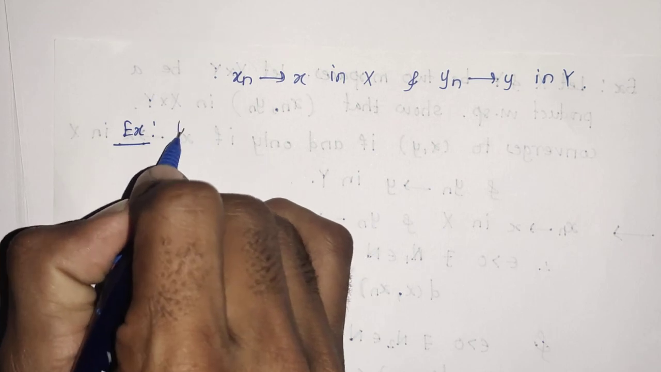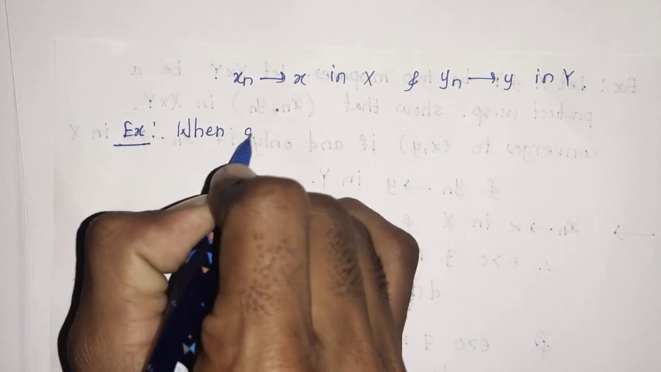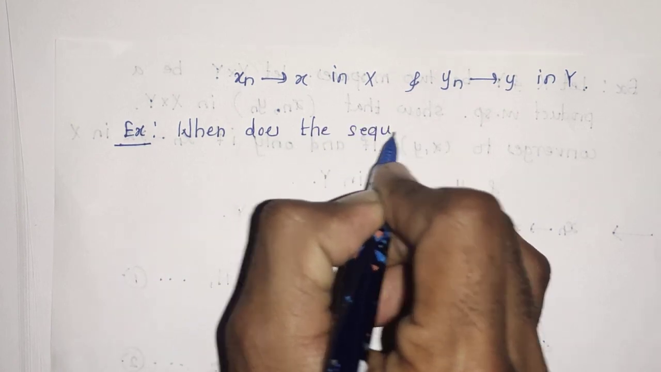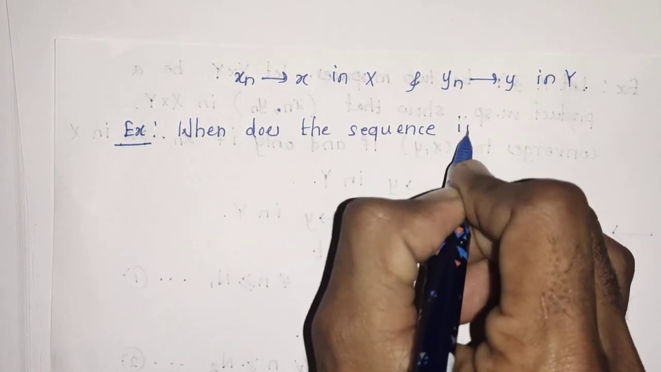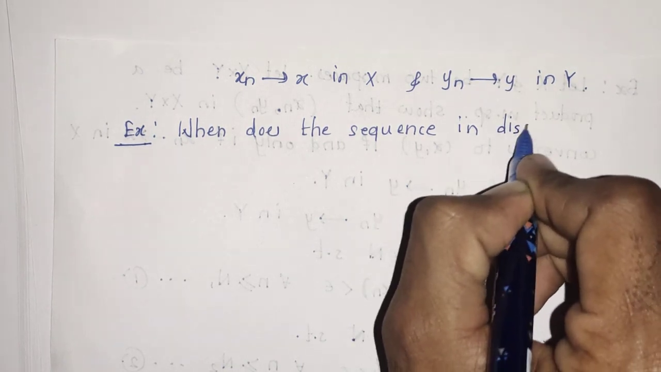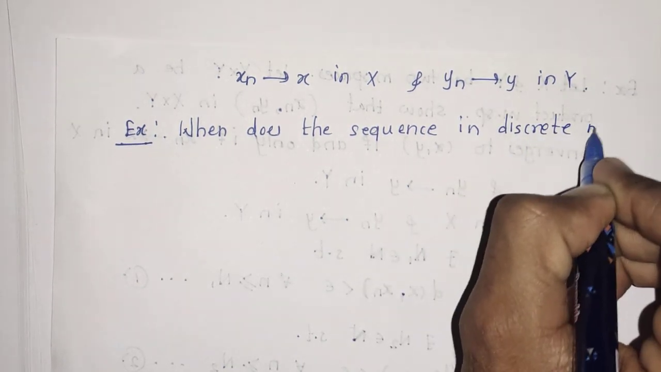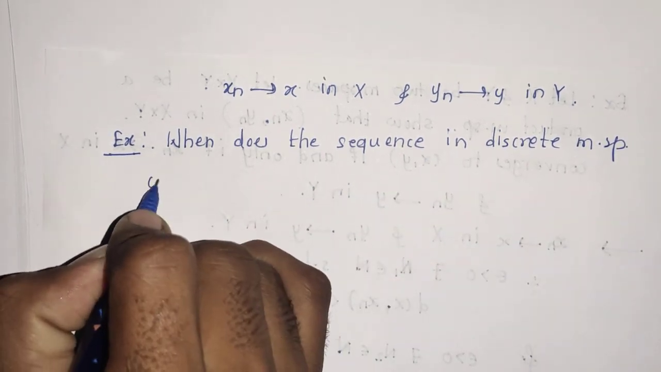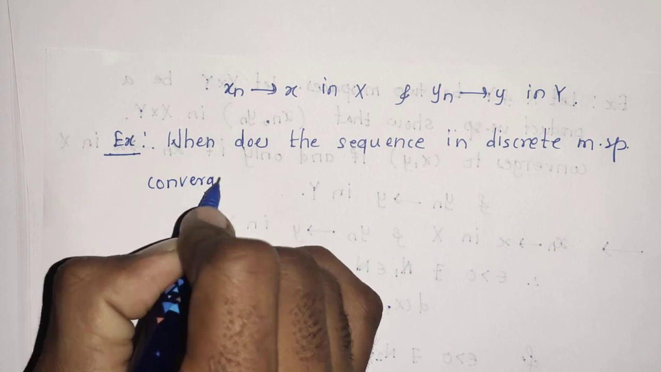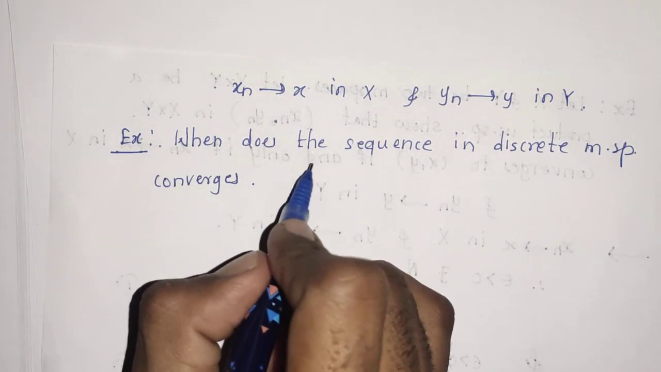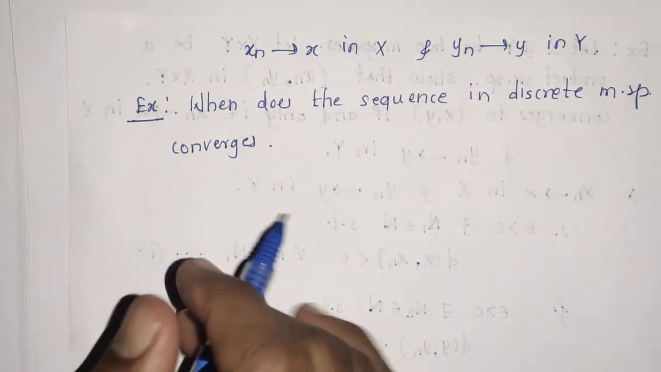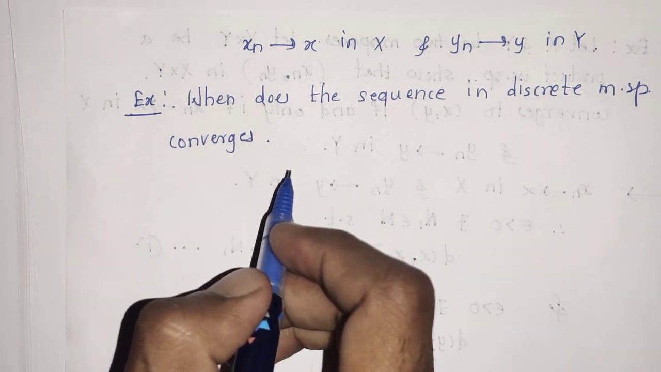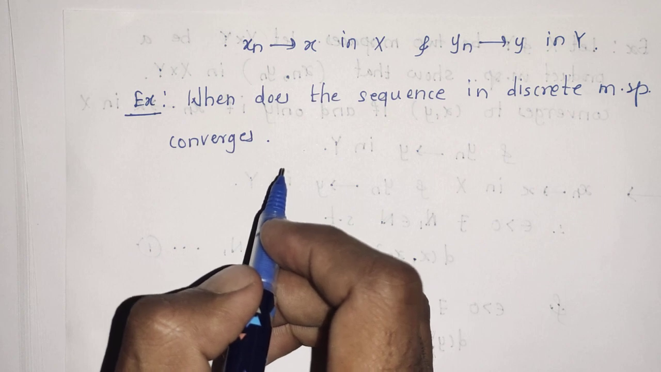When does a sequence in a discrete metric space converge? This is an important question for 2 marks. When does a sequence in a discrete metric space converge? We know that if the sequence xn converges to some element in that metric space, then we can use the epsilon N definition.